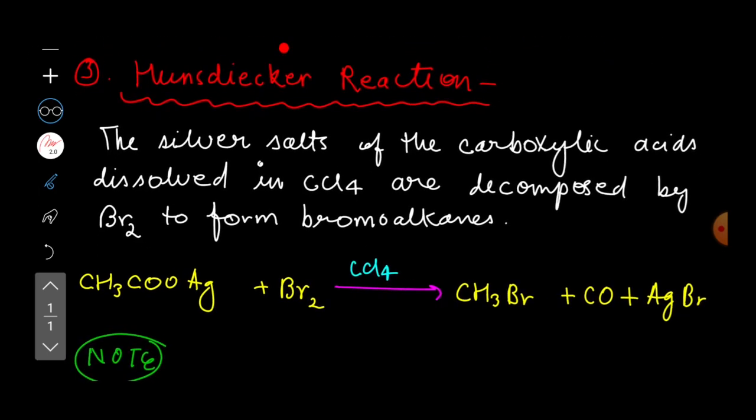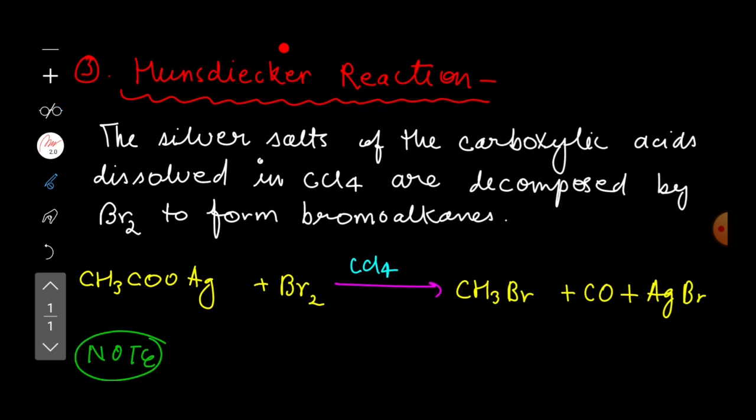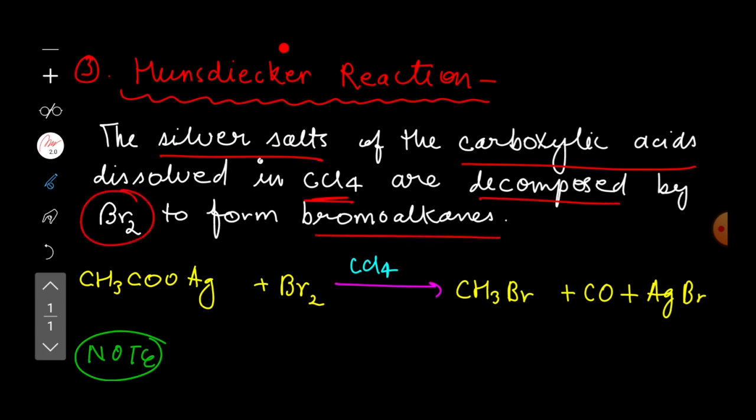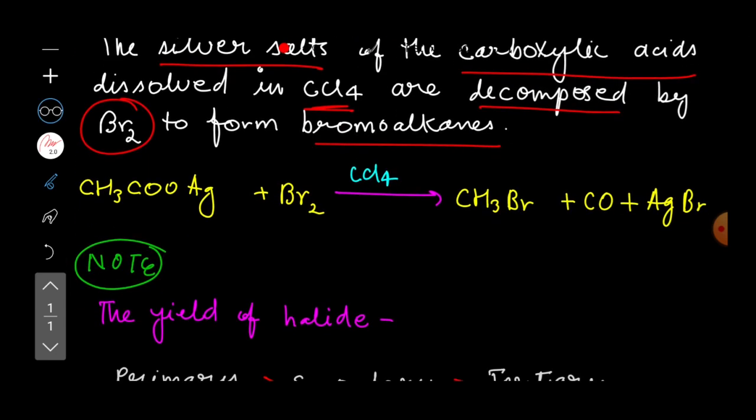Next is Hunsdiecker reaction. Hunsdiecker reaction is when silver salts of carboxylic acids are dissolved in carbon tetrachloride. These are decomposed by bromine to form bromoalkane. This means silver salt of carboxylic acid when heated with or reacted with bromine in presence of carbon tetrachloride will form the bromoalkane.